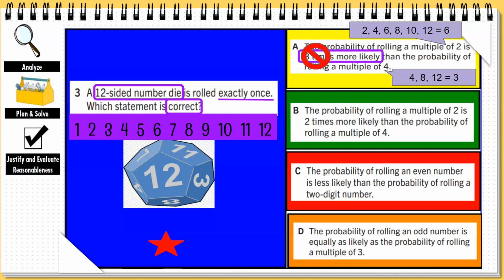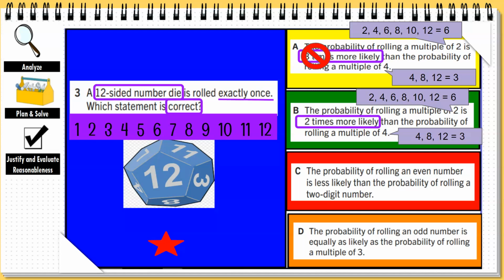Let's go to B now. For B, the probability of rolling a multiple of 2, well, I did those earlier, but I'm still going to annotate it. 2, 4, 6, 8, 10, 12, and there are 6 of them, is 2 times more likely. Okay, I'm going to annotate that because that's telling me my quantitative comparison of rolling a multiple of 4. So again, I have a multiple of 4. The probability is 2 times more likely. Well, when I looked at A, I said, yeah, it's 2 times, not 3 times.